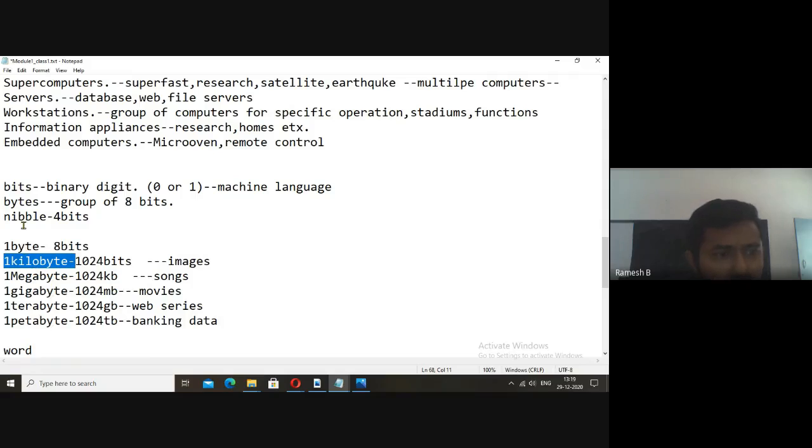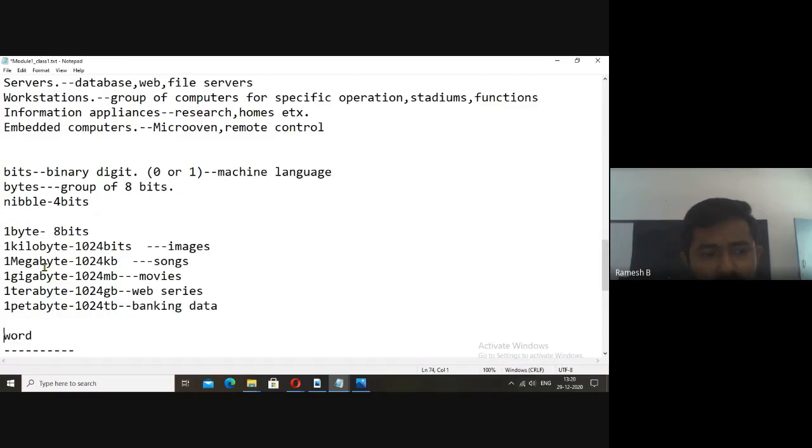So you must know what a bit is. The definition of a bit is binary digit. It is a machine level language. Similarly, a group of bits is known as bytes. A group of 8 bits is known as 1 byte. A group of 4 bits is known as 1 nibble. A group of 1024 bytes is known as 1 KB. Like this you must know all these things.